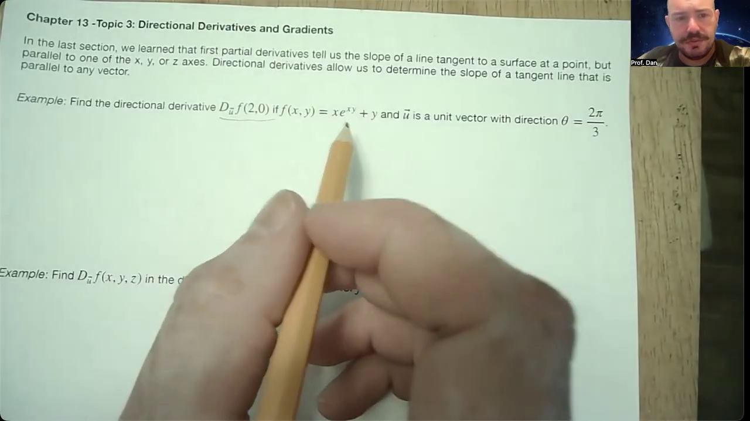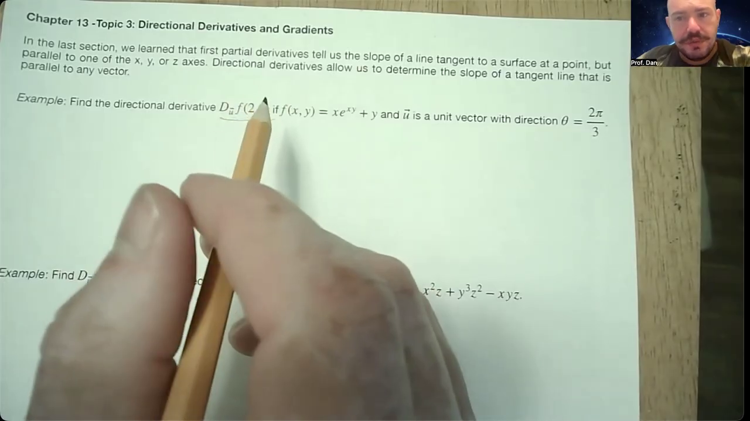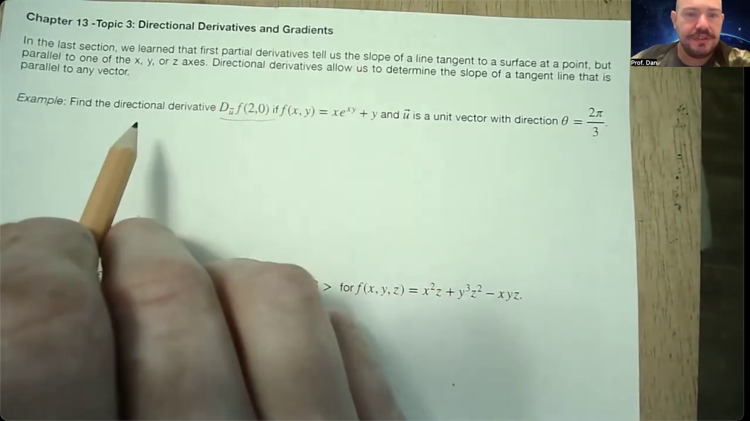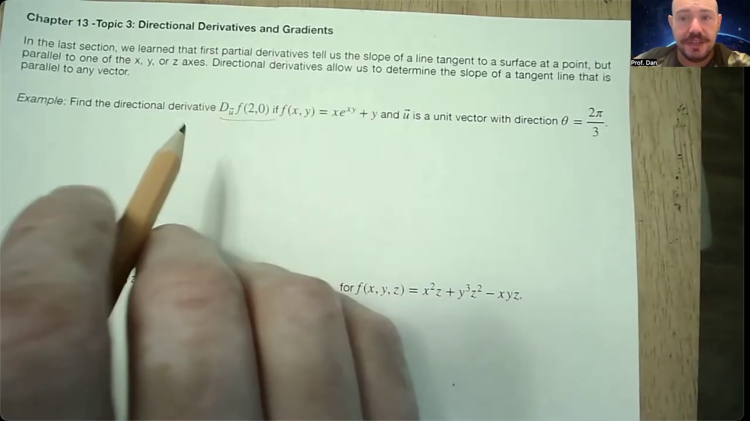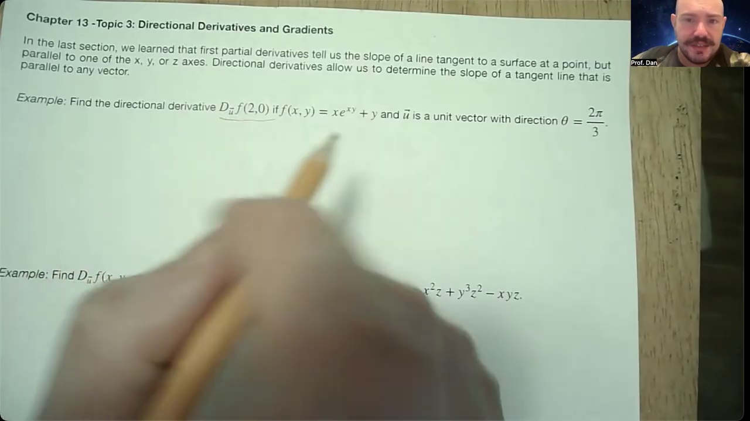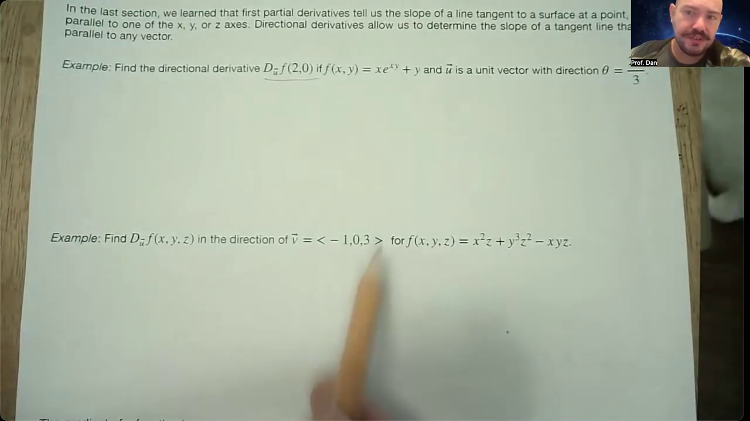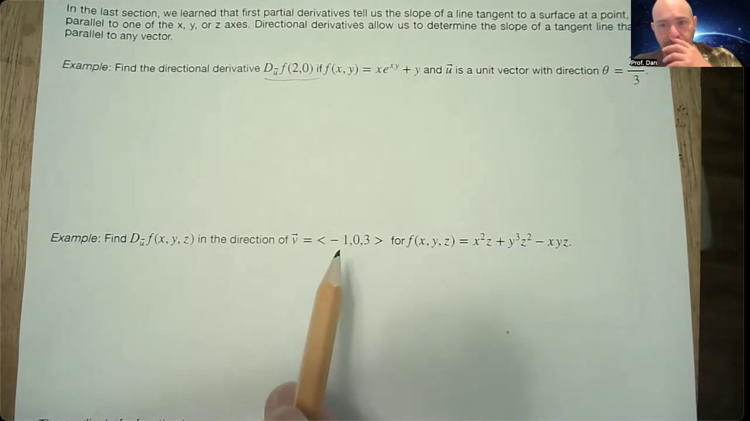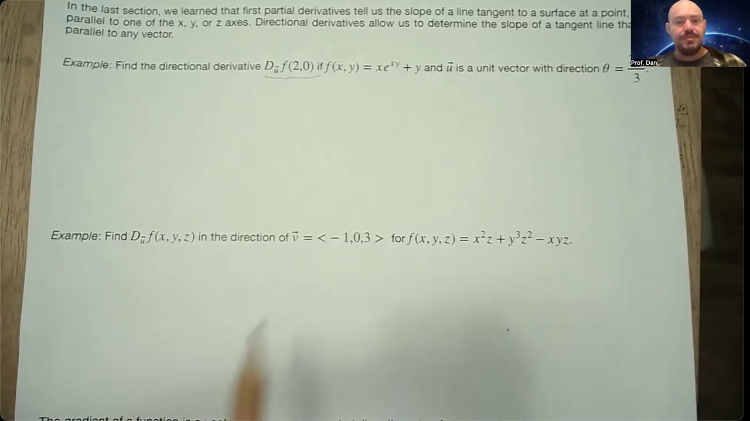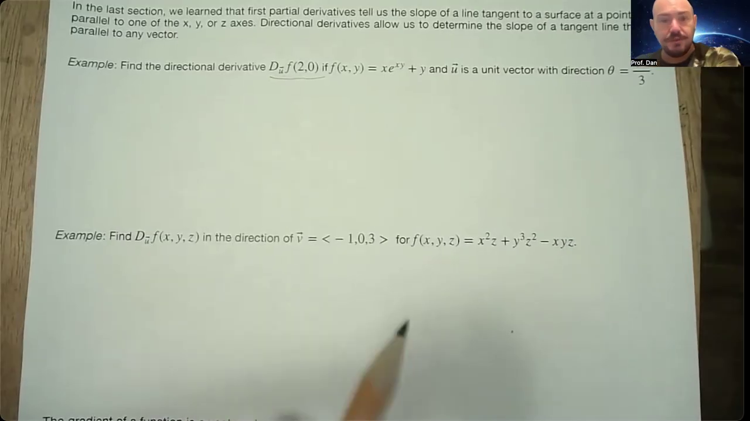There's one other thing I want to point out here. When we do the actual computation of a directional derivative, the vector that we are moving in the direction of should be a unit vector. In this case, they state that u is a unit vector, but that's not always the case. For example, in the next one, the vector that we're given is not actually a unit vector. The magnitude of that is not 1. So before we can actually do the process, we would have to make this into a unit vector. But we'll talk about that in the next example.